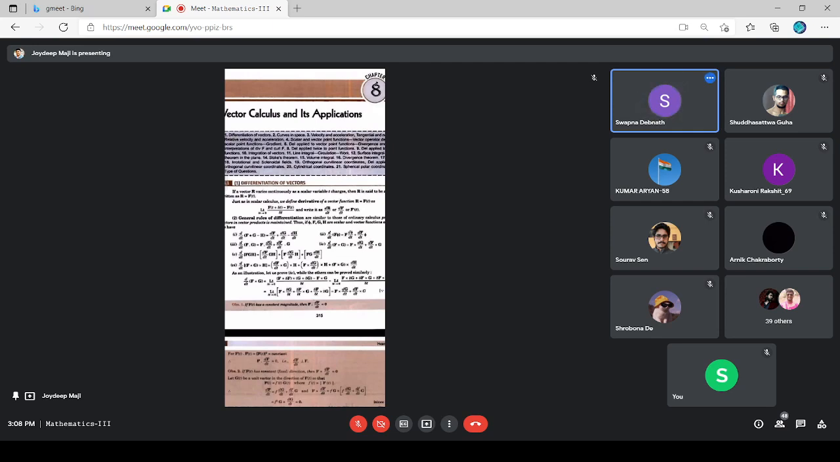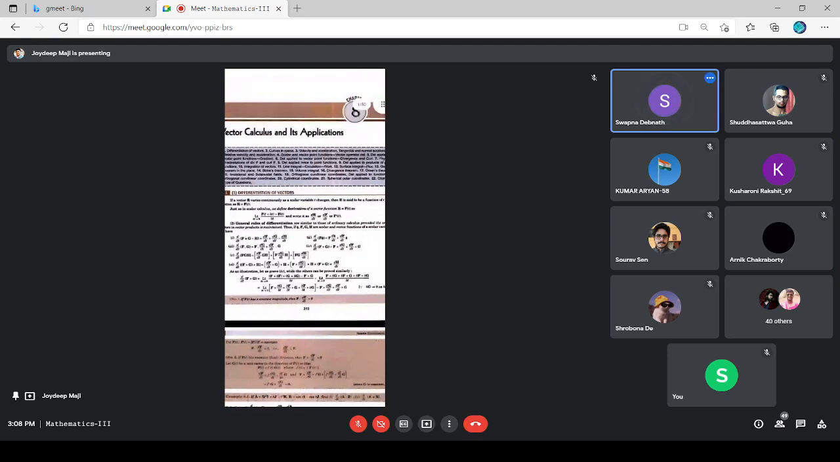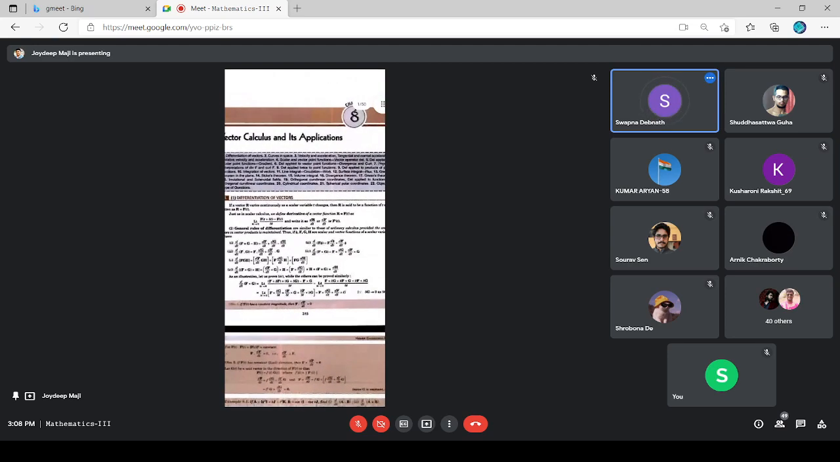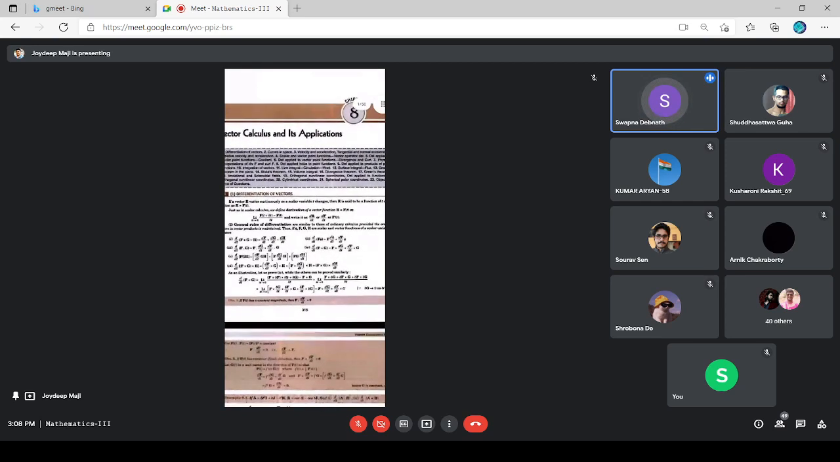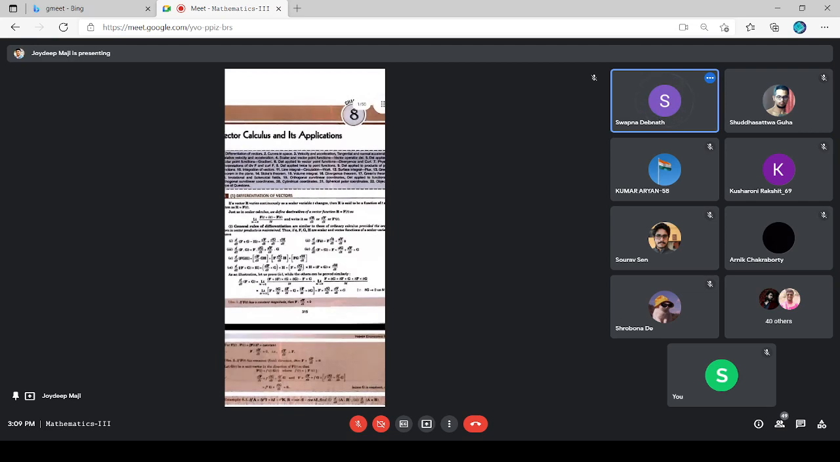Now, one proof is given for 4, F cross G. d/dt means the increment divided by delta t. Therefore, F cross G is a vector. Its increment is given by F plus delta F cross G plus delta G minus F cross G, divided by delta t. And then delta t tends to 0. And thus the result comes.